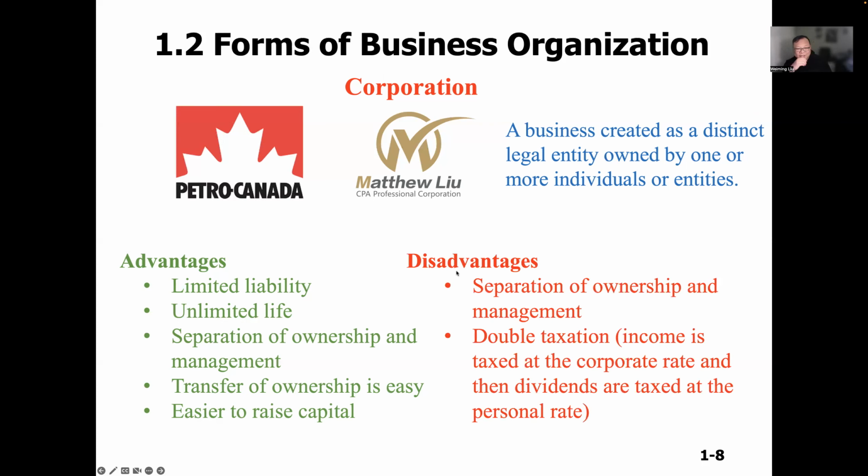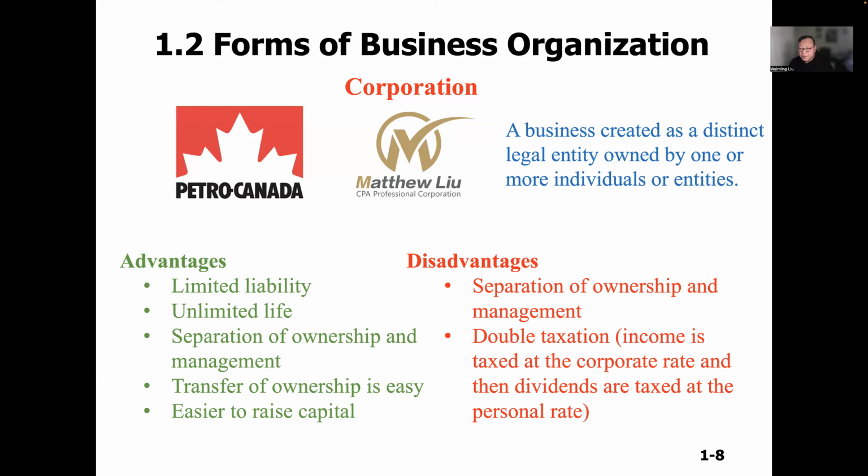A disadvantage is also the separation of ownership and management. Why? Because you never know if that manager is really working in the best interest of the shareholders, right? I'm not in the business on a daily basis. I don't know what is going on with the business, and who has the best knowledge and information? The CEO, right? But are you sure that the CEO is really trying his best to serve your best interest?